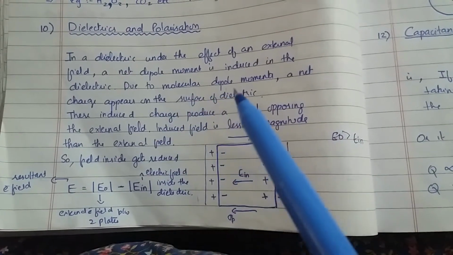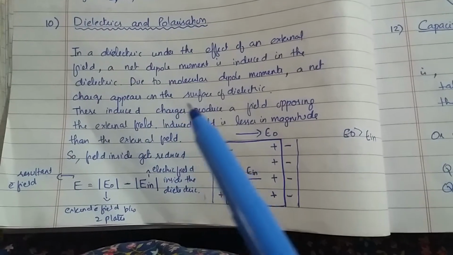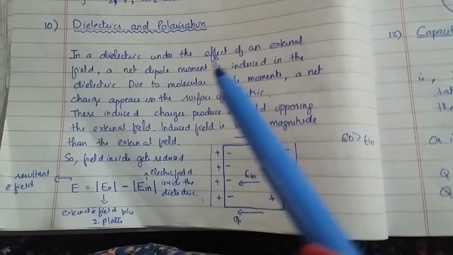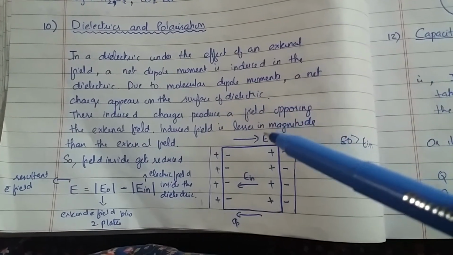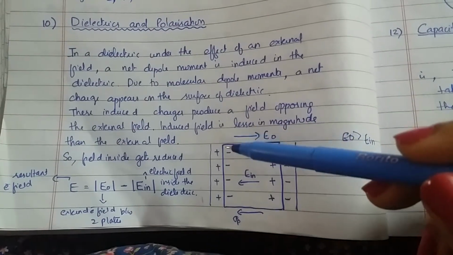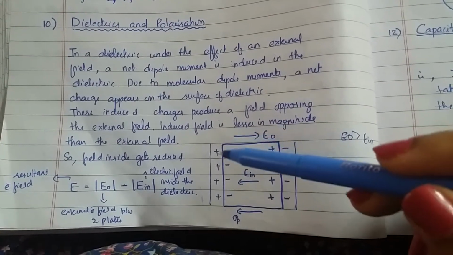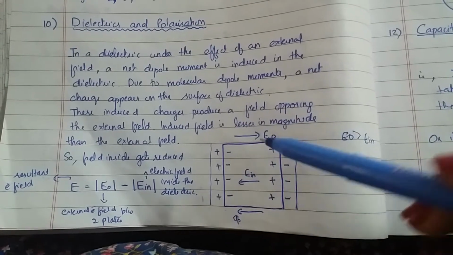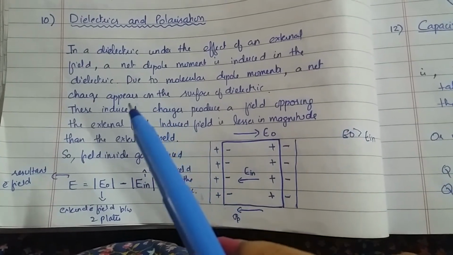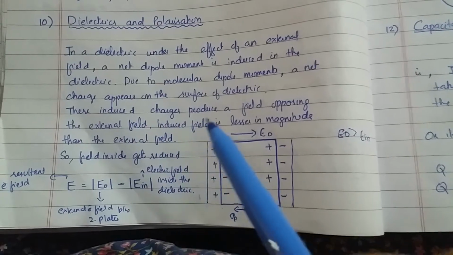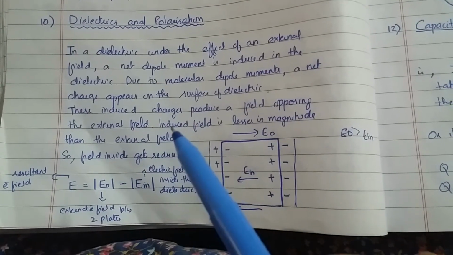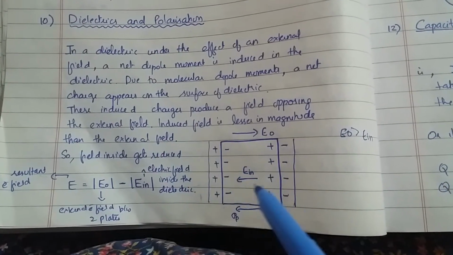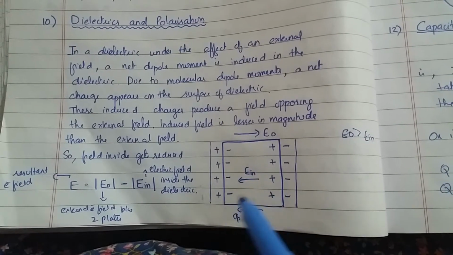Due to molecular dipole moments, a net charge appears on the surface of the dielectric. See, this is a negative charge, this is a positive charge, on the surface, okay? These are on the surface. These induced charges produce a field opposing the external field.